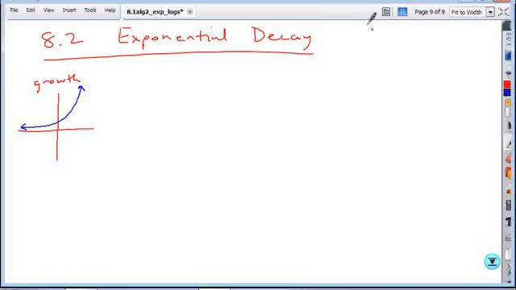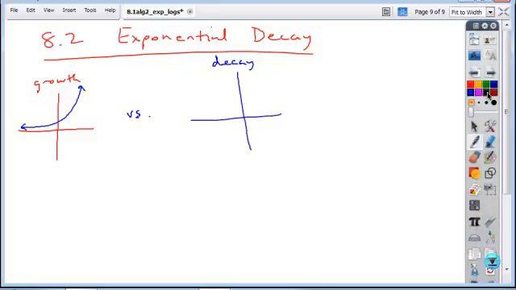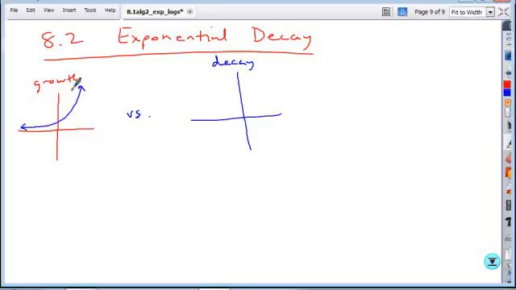So in comparison to growth, in which case the graph increases at a usually steeper level, exponential decay is going to be reflected across the y-axis. It's going to look like this as your basic form. As x gets higher and higher, the value gets lower and lower, but it never actually reaches that asymptote.